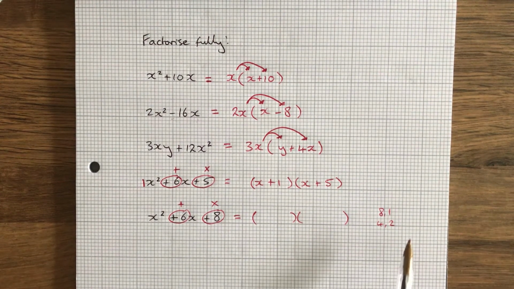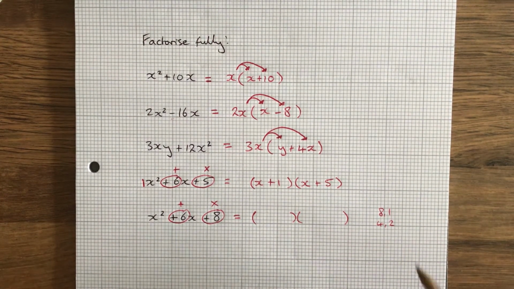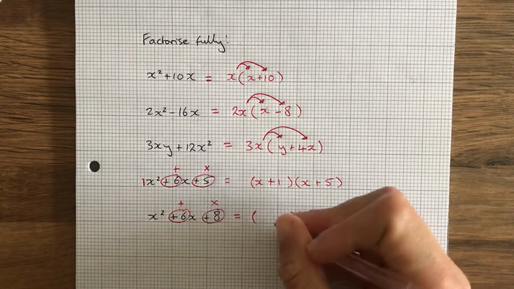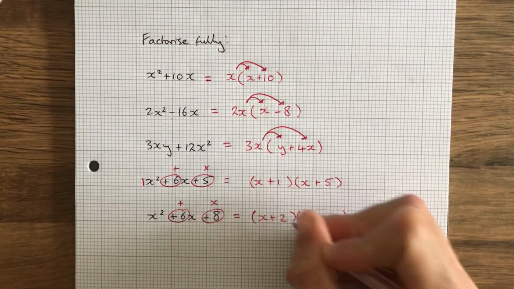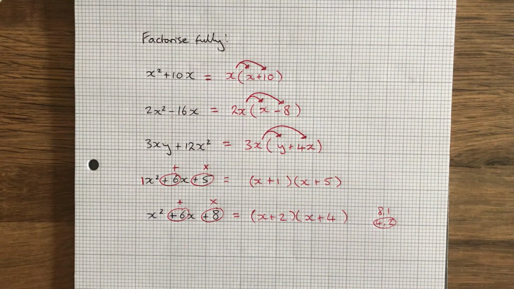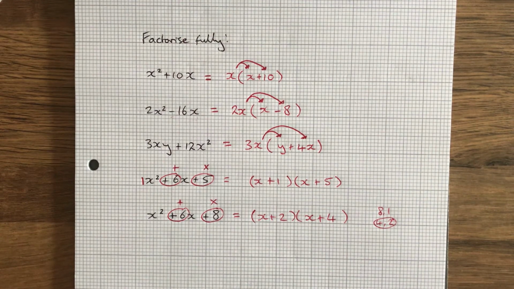Which of those two add together to give 6? Well, that must be these two. So 4 and 2 will be the numbers that will go in our bracket. So let's put in x plus 2 and x plus 4. Remember, these two can be the other way around. It doesn't matter which way around we put those in.